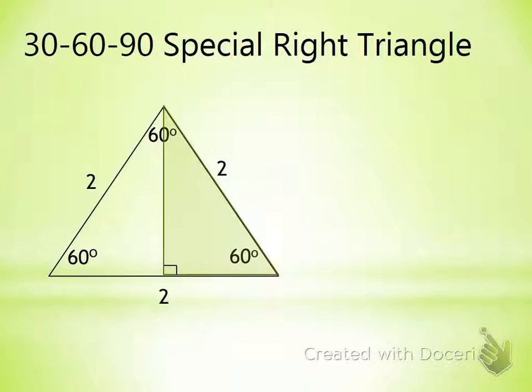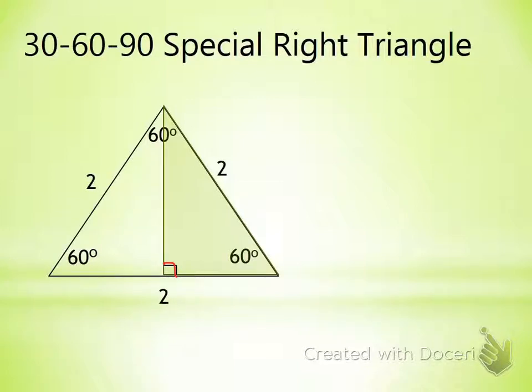Now, if we were to drop an altitude, remember altitudes from geometry, it's that segment that goes from a vertex and is perpendicular to the opposite side. If we were to drop this altitude, then we will effectively cut this triangle in half, right? An altitude in an equilateral triangle is the same thing as a line of symmetry in a triangle, right? So we cut that in half. If we cut that in half, since the altitude is perpendicular, we'll create two right triangles.